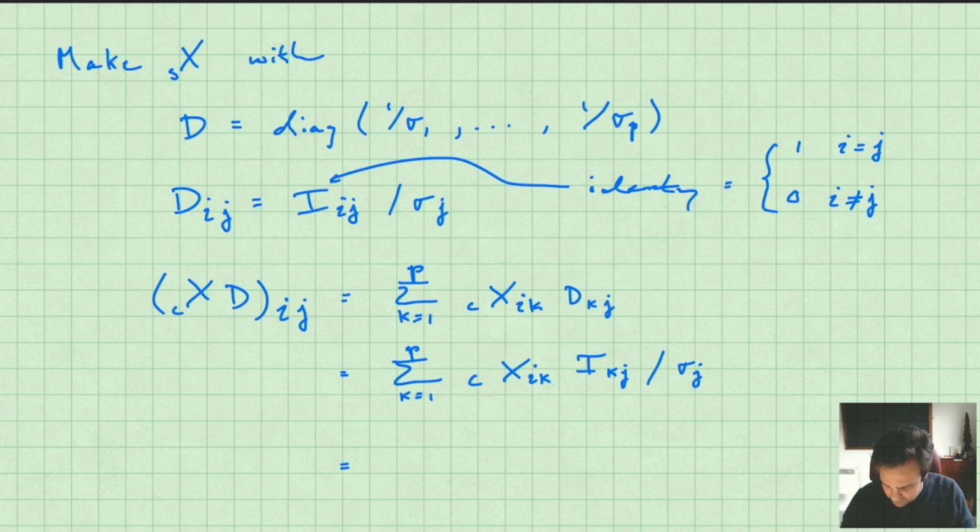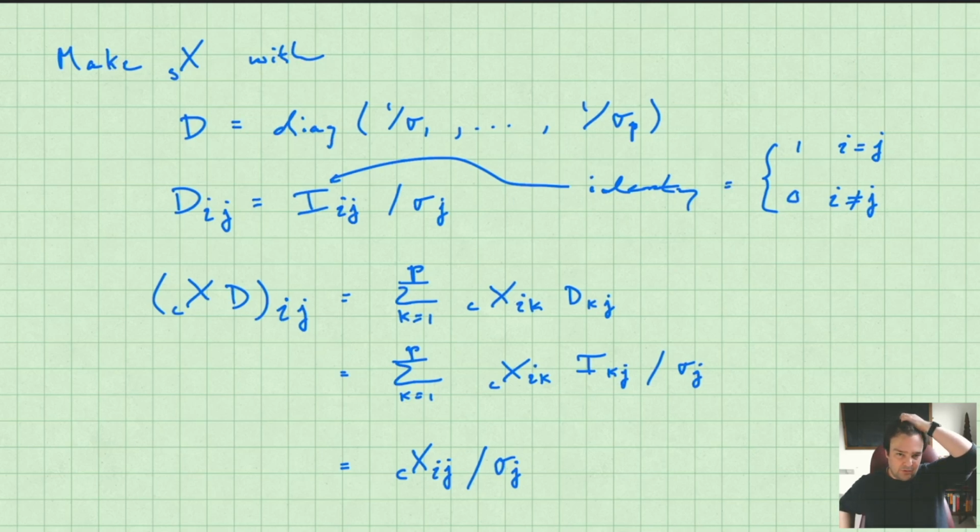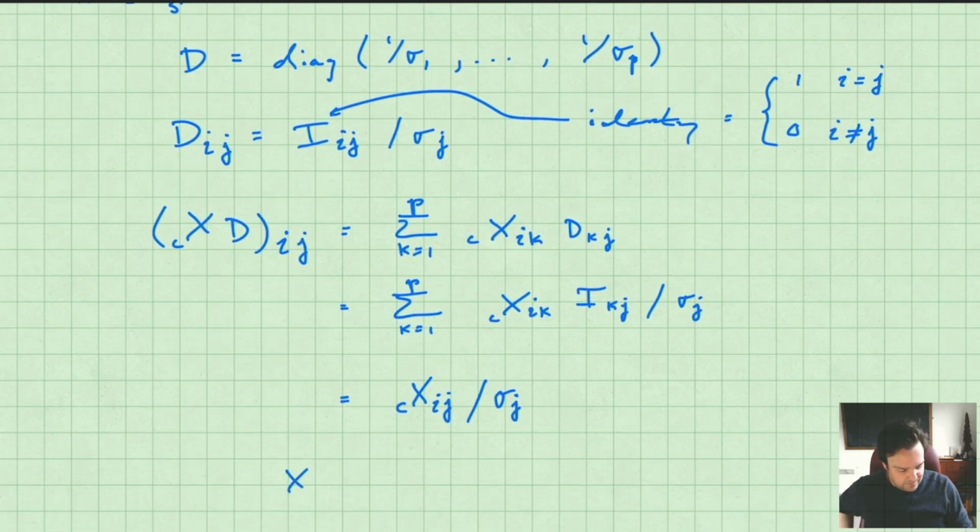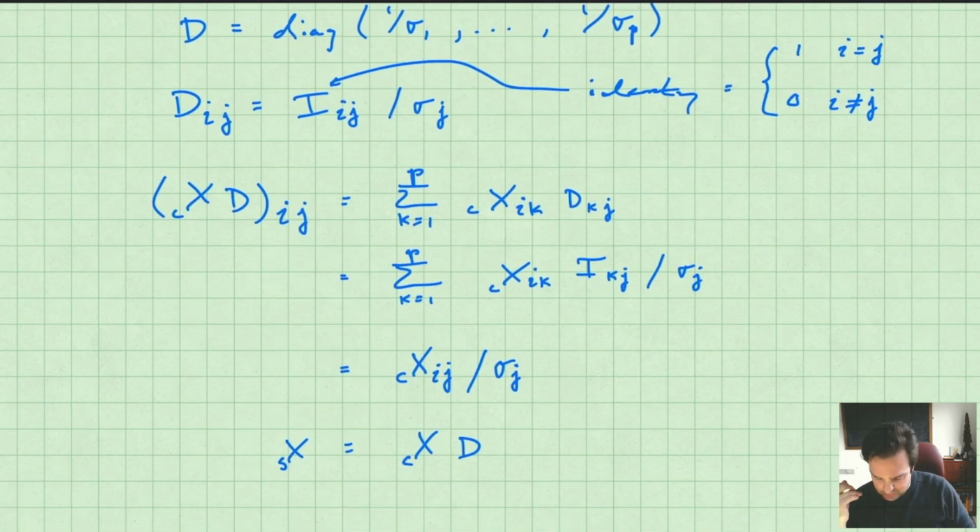And so what we get is c times xij over sigma j. And that tells me the roadmap. So x standardized is equal to x centered times this diagonal matrix D that's made out of the standard deviations. I think we computed this in the first practical. I can't remember, but I think I remember us doing that. But that's one way to go.